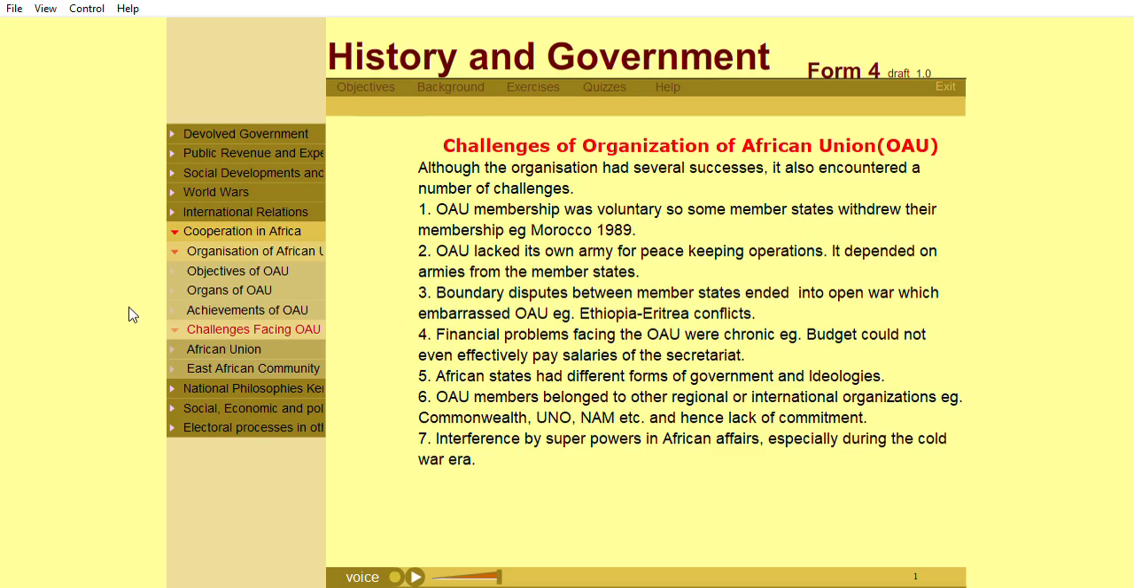Financial problems facing the OAU were chronic. For example, the budget could not even effectively pay salaries of the Secretariat. African states had different forms of government and ideologies. OAU members belonged to other regional or international organizations, for example, Commonwealth, UNO, NAM, etc., and hence lack of commitment. Interference by superpowers in African affairs, especially during the Cold War era.